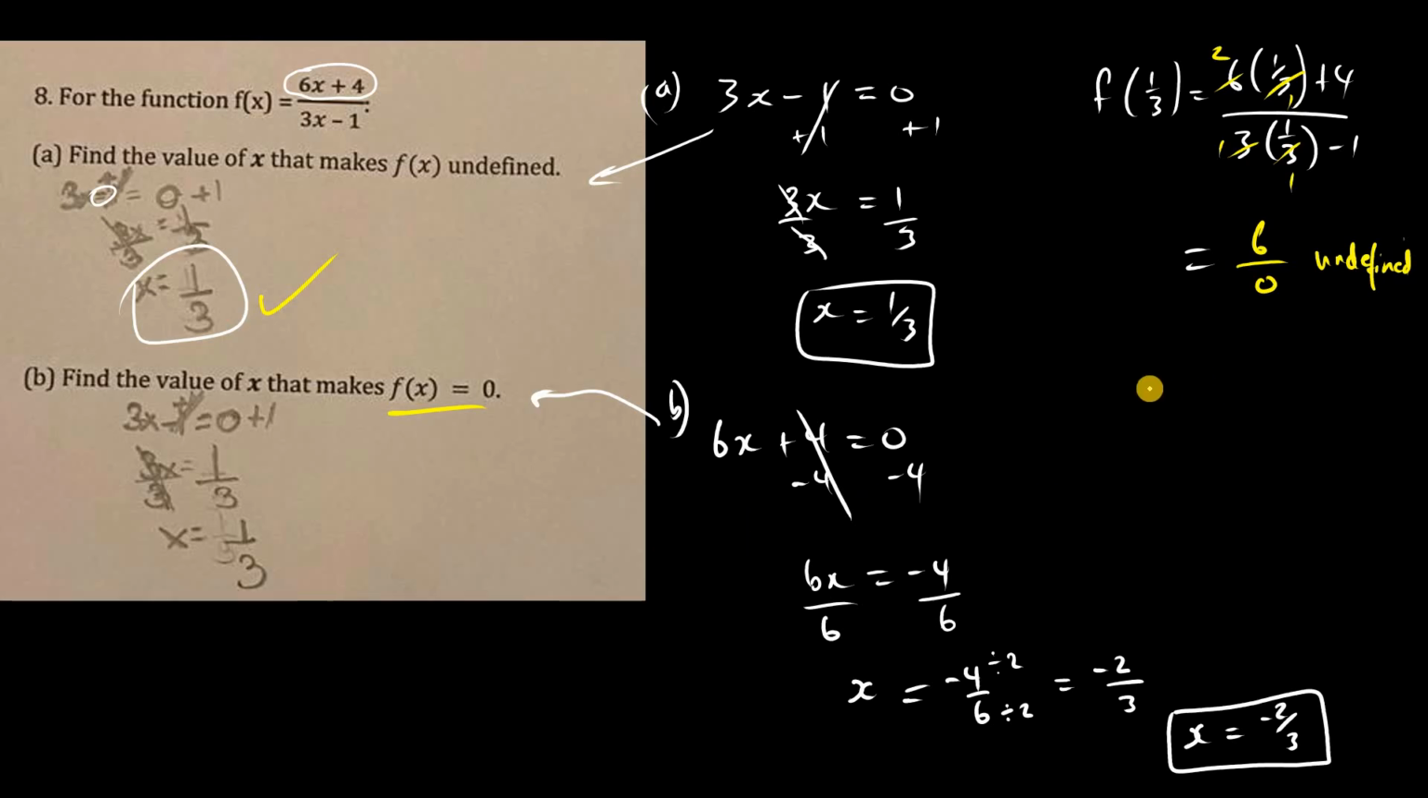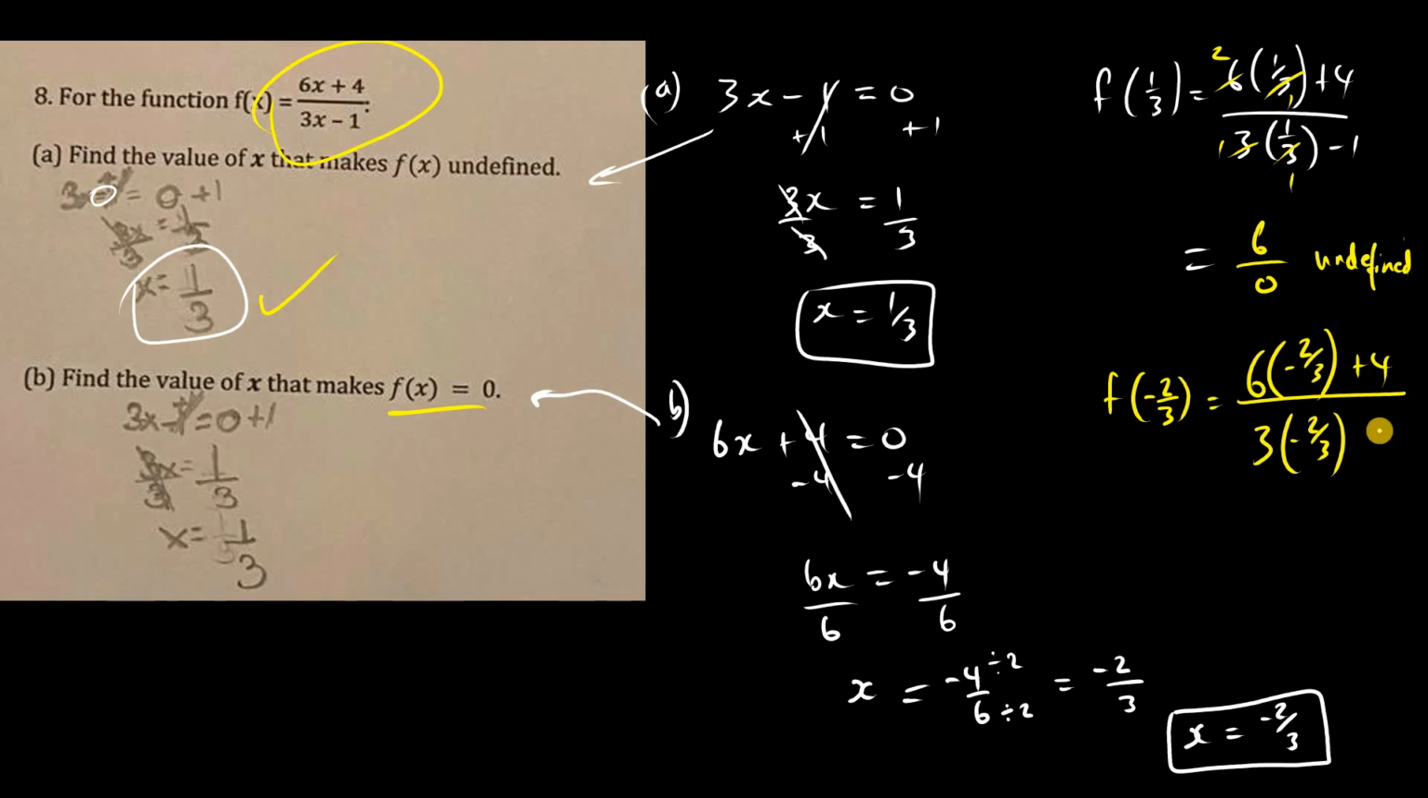Okay, and let us check though. Let us see f of -2/3 is equal to, remember this function we're looking at, so it'd be 6 multiplied by -2/3 plus 4 over 3 times -2/3 minus 1. Now let us work that out. 3 and 3 give us 1. 3 goes into 6 twice. 2 times -2 is -4 plus 4.